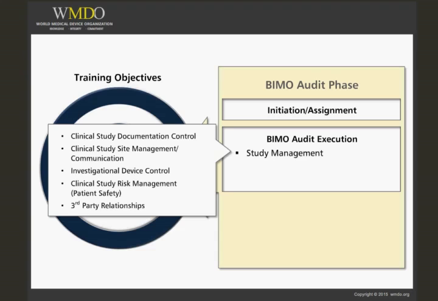We'll wrap up this discussion on the BIMO audit execution with the review of FDA expectations with regulatory submissions that should be filed during the course of the study and how they perform data integrity audits to ensure the accuracy and completeness of clinical study reporting.